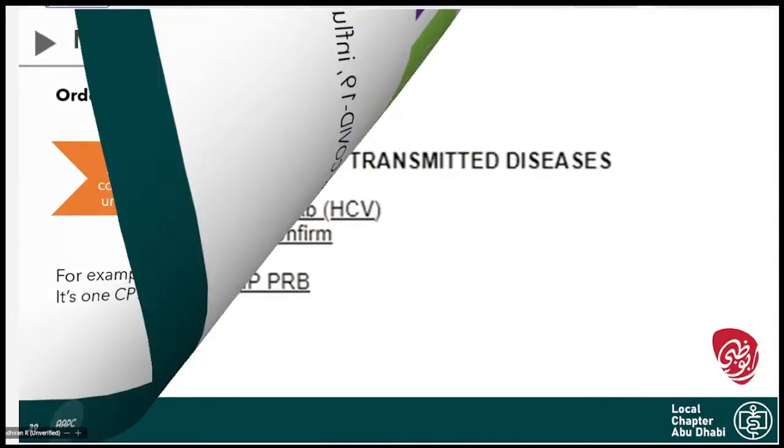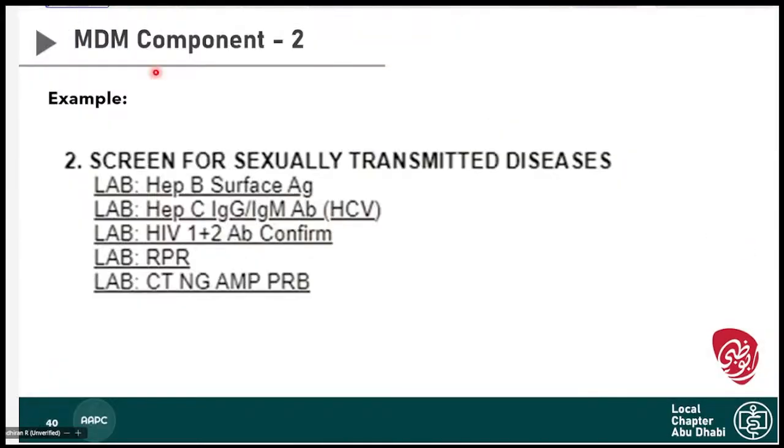So next we'll move on to an example. Here, for screening for sexually transmitted disease, the provider ordered hepatitis B surface AG, hepatitis C, HIV 1 plus 2, and RPR. So each one we can consider as one point.